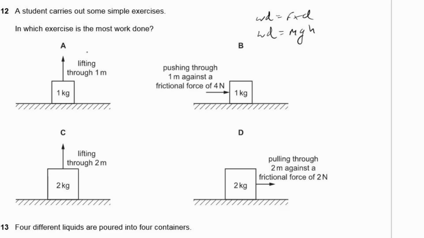All right, A, lifting through 1 meter. Well, mgh, 1 kilogram times 10 meters per second squared, multiplied by a height of 1 meter, gives me a total energy, or total work done, of 10 joules.